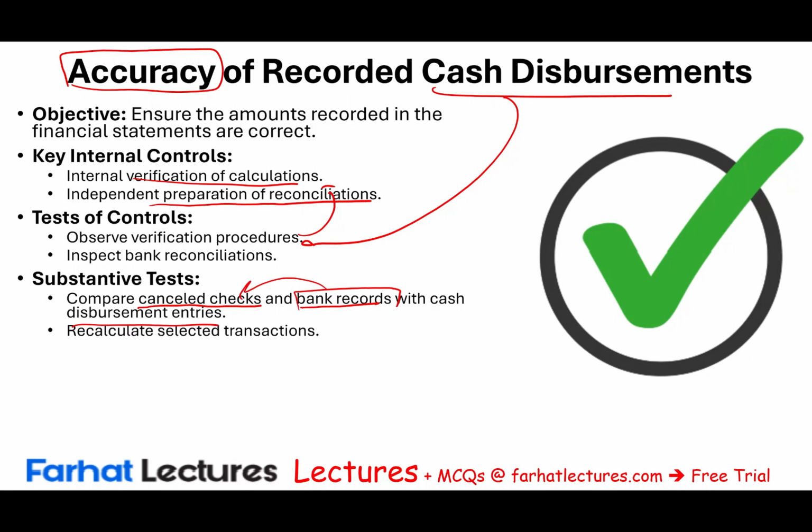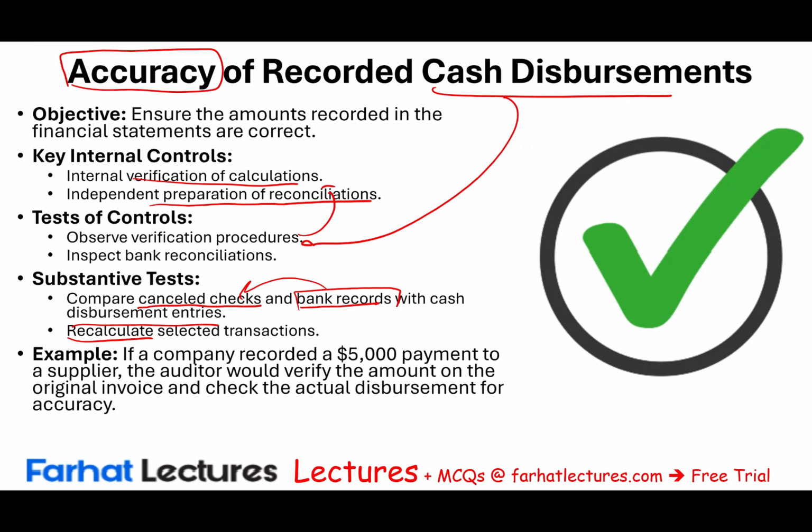We can recalculate selected transactions. We could recalculate. So they do it, then we can do it. We could recalculate part of the substantive testing. So for example, if a company records a $5,000 payment to a supplier, the auditor would verify the amount on the original invoice and check the actual disbursement for accuracy. So this is how we check for accuracy.